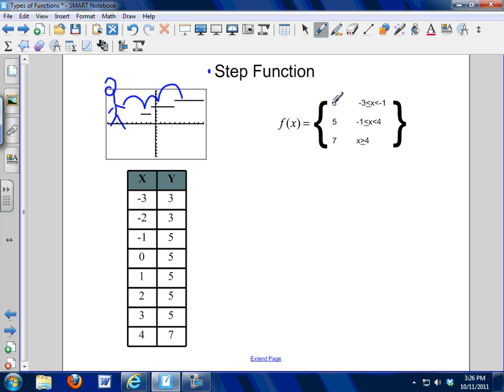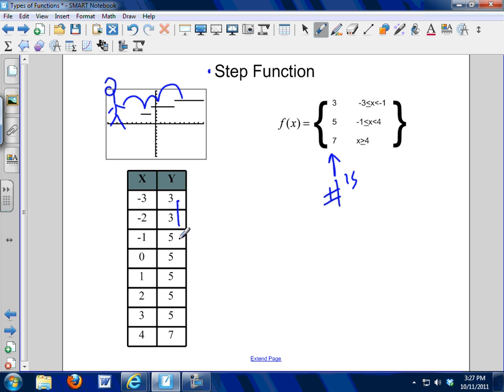The equations are going to be pretty much like some number. So between -3 and -1, it's 3 right there. Between -1 and 4, it's at 5. Anytime bigger than 4, we're at 7. So we just continue along. We make little steps. We have nice, usually horizontal lines. So these parts are usually numbers. And you can see the steps happening in the table.